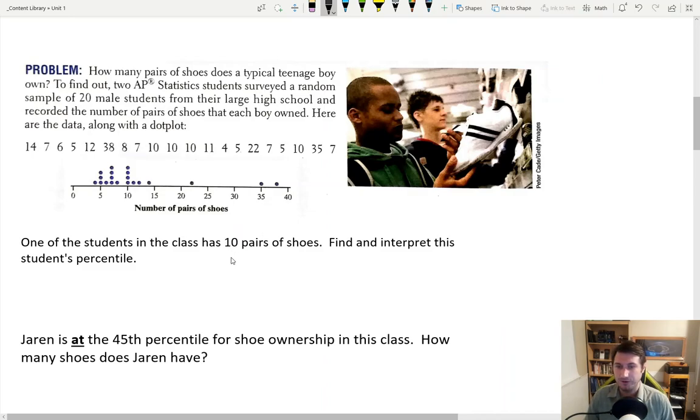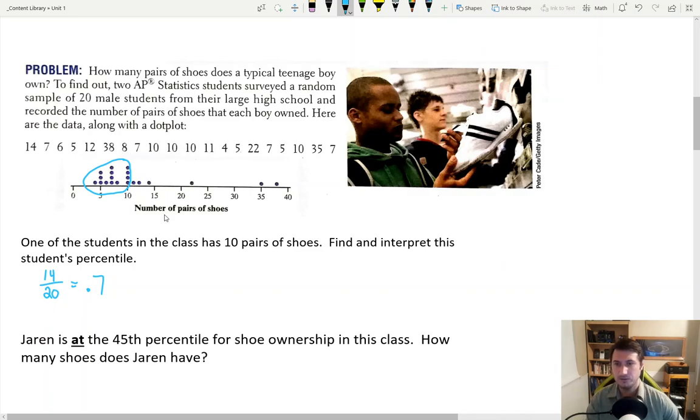So we have to find the 10 pairs of shoes and how many were less than or equal to that 10 pairs of shoes. 10 pairs of shoes is right here. How many are less than or equal to? We have to take all of these: 1, 2, 3, 4, 5, 6, 7, 8, 9, 10, 11, 12, 13, 14. So 14 students out of the total of 20 students, divided by 20, is 0.7, which would be the 70th percentile.